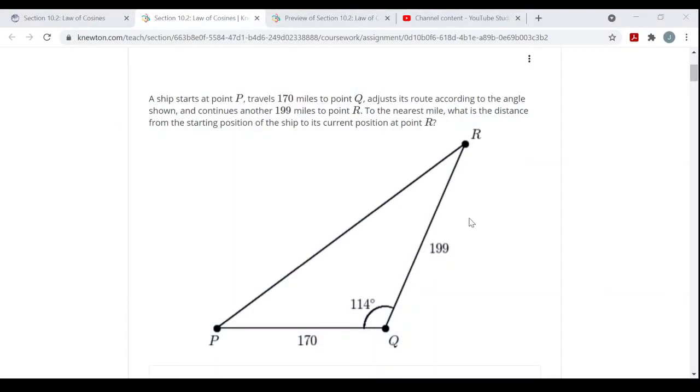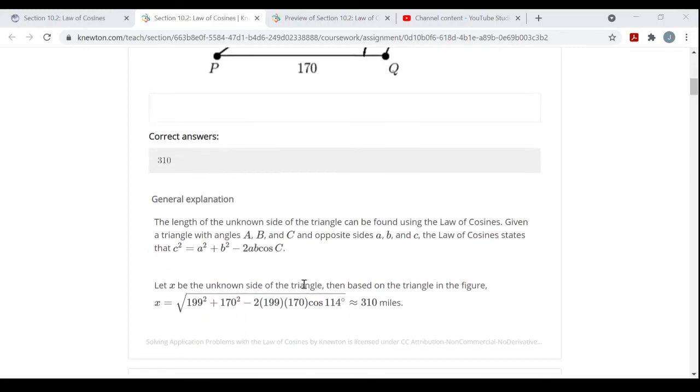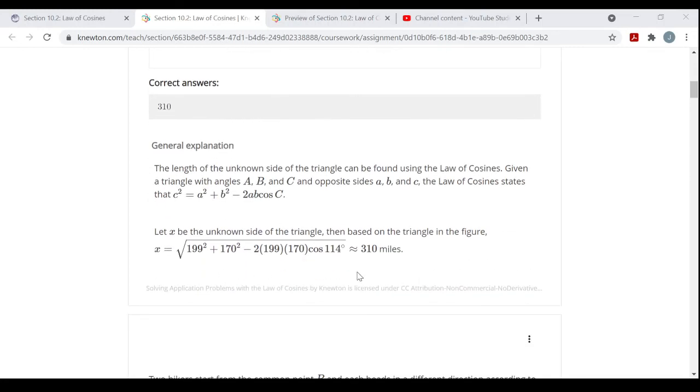If you go back, you would submit an answer. This is not from my assignment preview, so it's already showing me the answer, 310, and then gives me the explanation here, just punching those numbers into the law of cosines. They're using A, B, and C instead of P, Q, and R. No big deal.